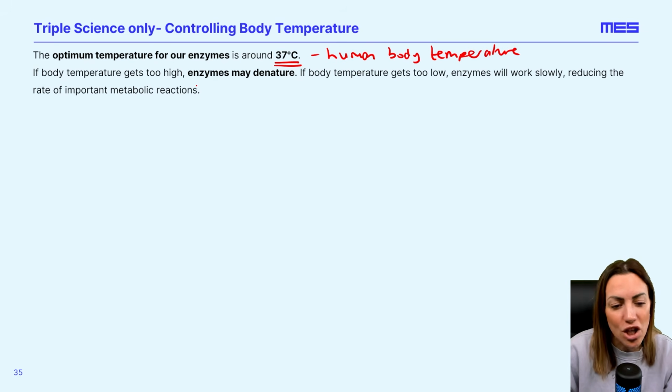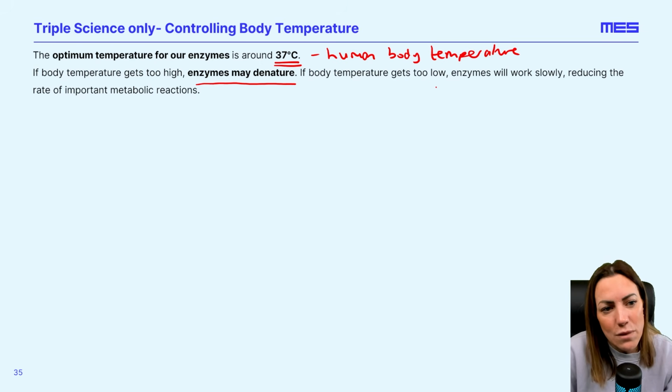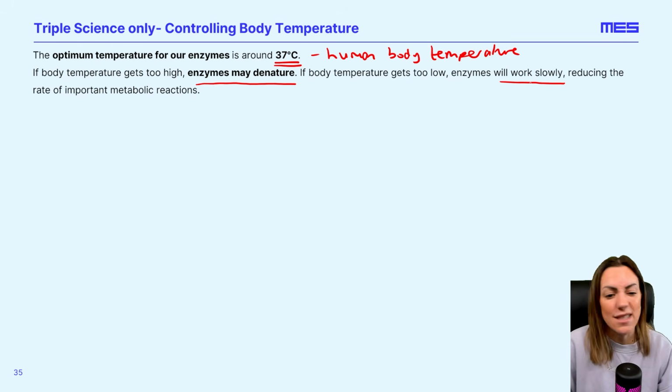If the body temperature got higher, enzymes may start to denature. They lose their shape, the shape of their active site changes. But if the body temperature gets too low, enzymes won't denature, but they will work more slowly because they'll have less kinetic energy and there'll be fewer collisions between enzymes and substrate.